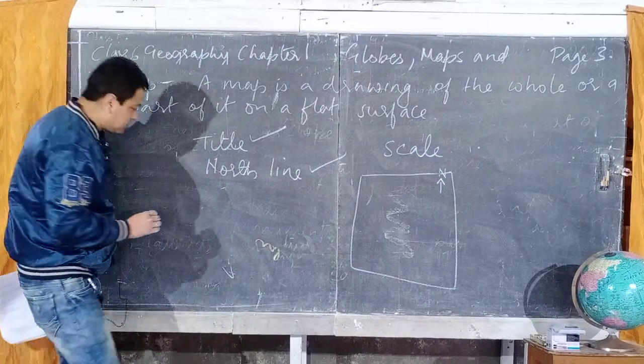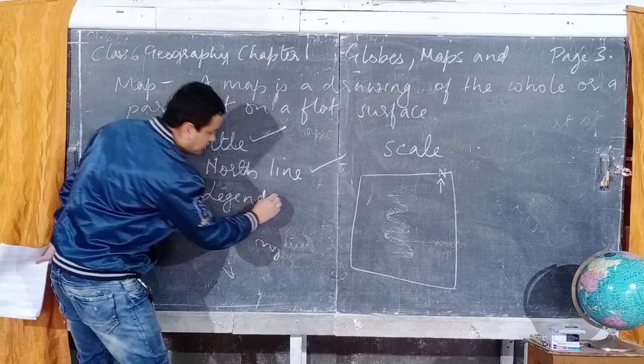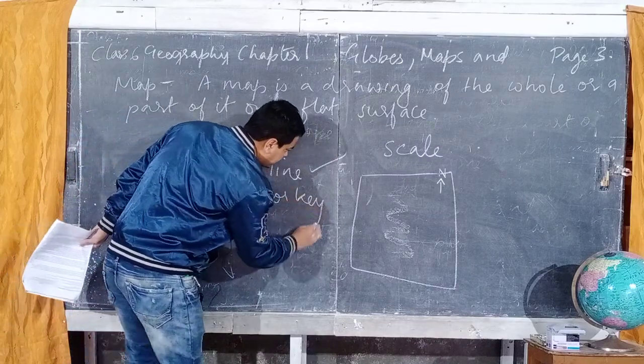Now another thing that you find in the map is the legend or key. Now where do you find a legend?